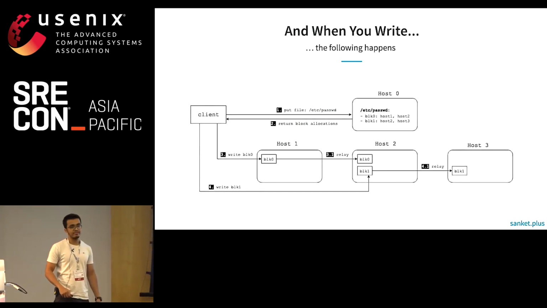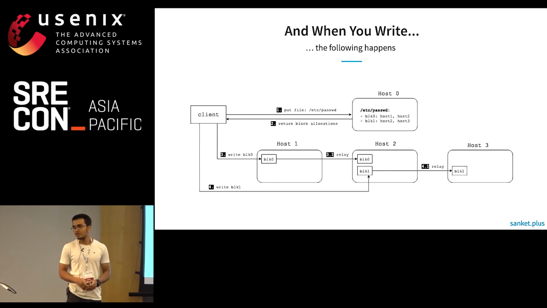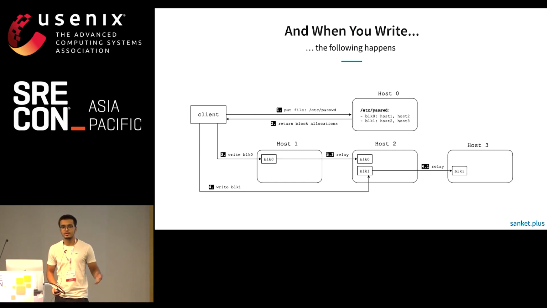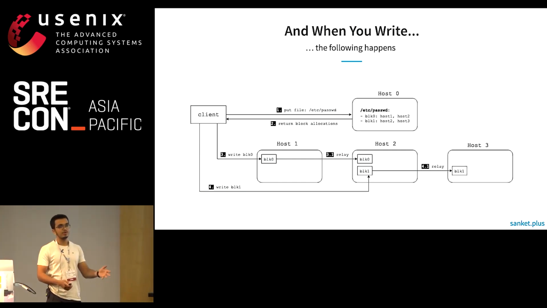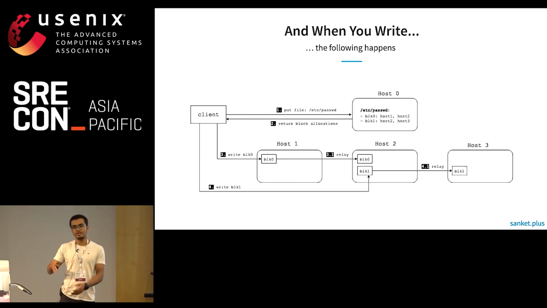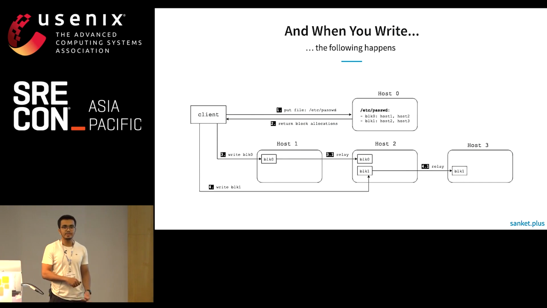Now, what if you want to write a file? Well, somewhat similar. You'll first go to the metadata node. You'll tell it, hey, I want to write this file. What the metadata node will do for you is divide the file into blocks, and it will also tell you that this is where the blocks are supposed to go. So it will do the allocation part basically, and tell the client the allocation.